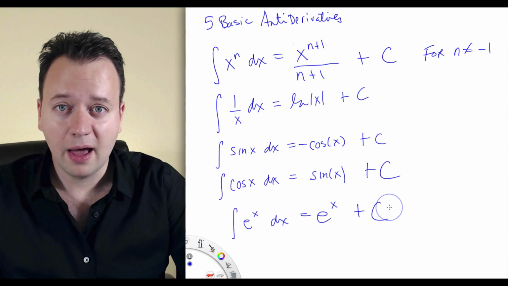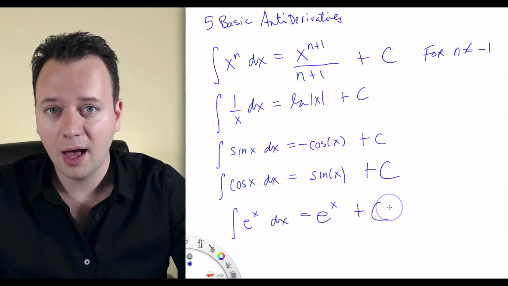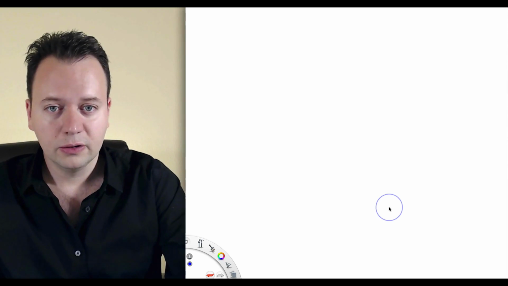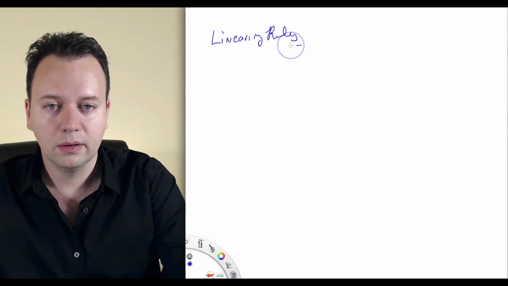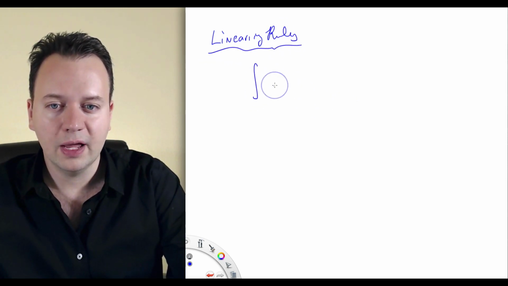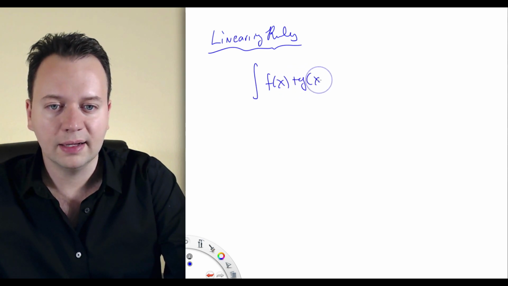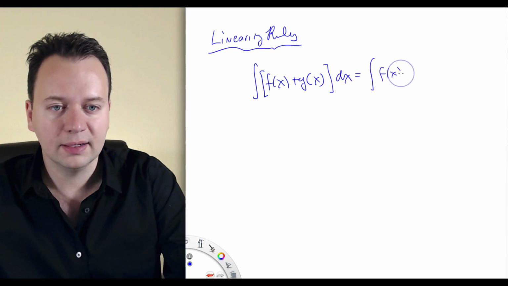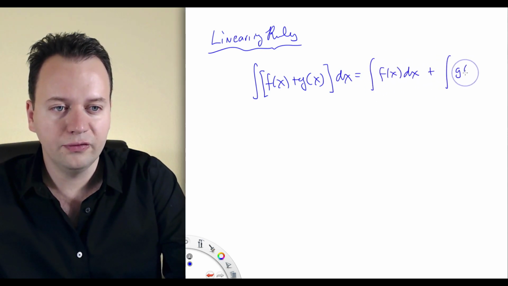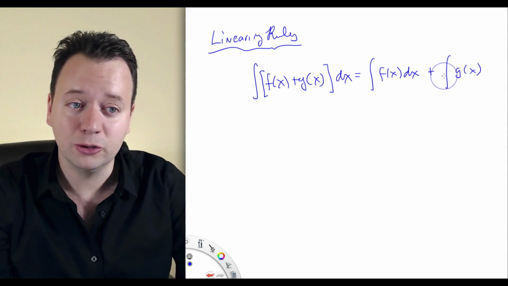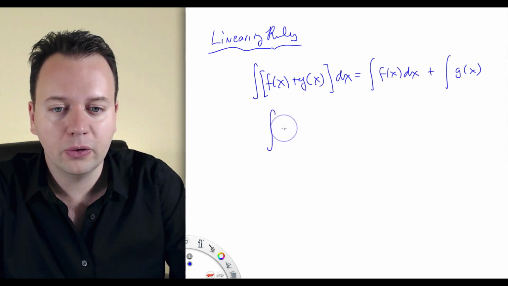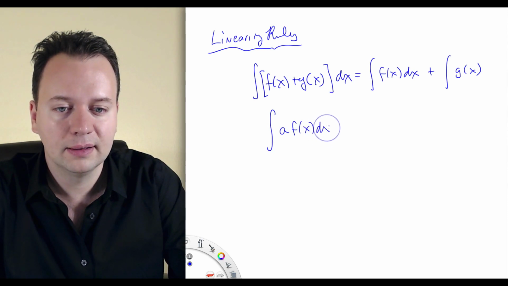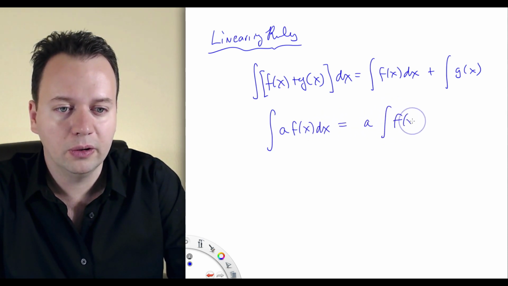In addition to these, we have the same linearity rules that we saw when we studied derivatives. In other words, the integral of f of x plus g of x is equal to the integral of f of x plus the integral of g of x, as long as these two individual integrals exist and are well defined. And then also the integral of a constant times f of x is just equal to a constant times the integral of f of x.